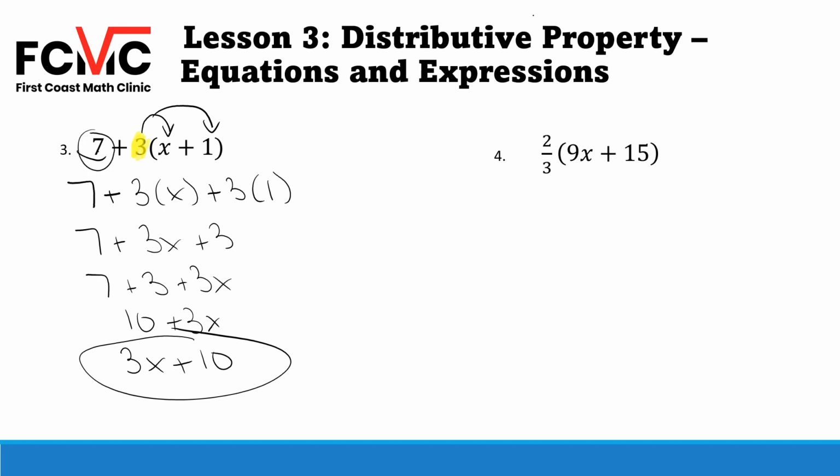At number 4, we've got 2/3 times the quantity 9x plus 15. So we're going to do the same thing. We're going to distribute the 2/3. So I'll have 2/3 times 9x plus 2/3, actually, let me put that in parentheses, times 15.